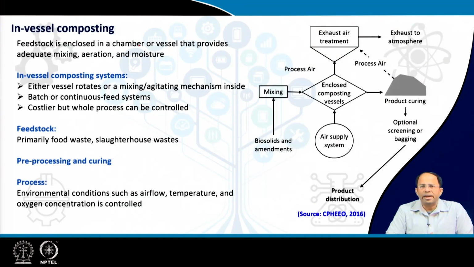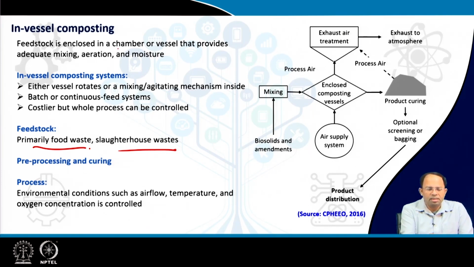Then we come to in-vehicle composting. So this is where, as we discussed earlier, in in-vehicle composting, not only food waste but also slaughterhouse waste could be added. Now, in-vehicle composting, the process itself, as you can understand, is not open to atmosphere. We use certain chambers or vessels where we do the composting, and these chambers or vessels are responsible for both mixing of the waste, aeration of the waste, as well as providing moisture.